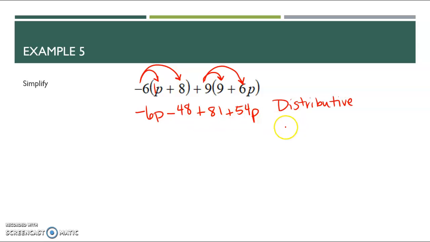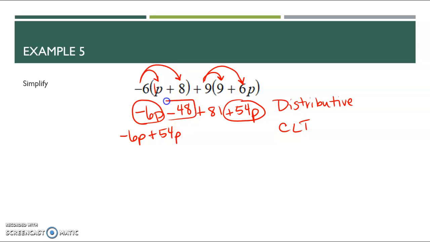Distributive. And so our last step is to combine like terms. Now, if it helps, rewrite it, especially when we start getting into negatives joining what we're doing. And so here we have negative 6p plus 54p. And then we have negative 48 plus 81.